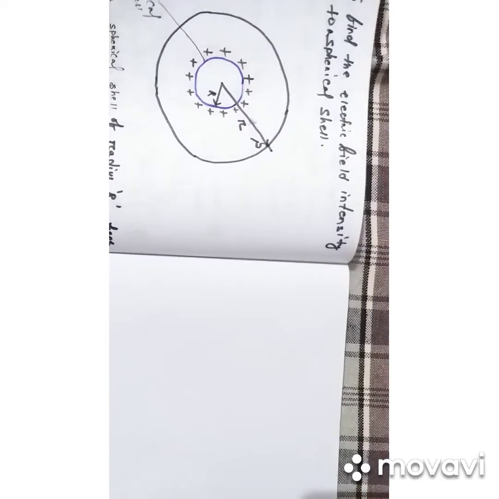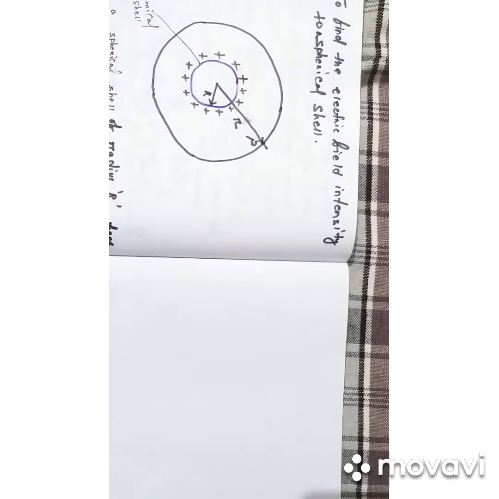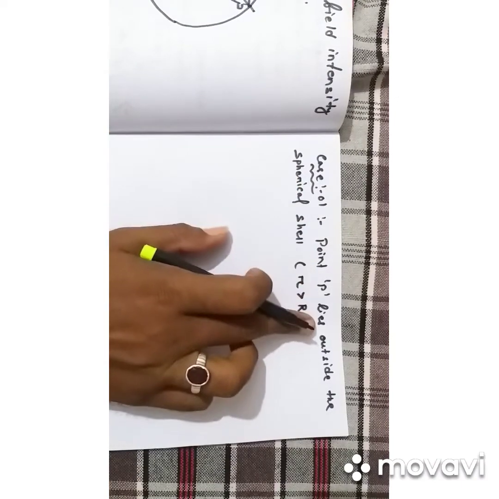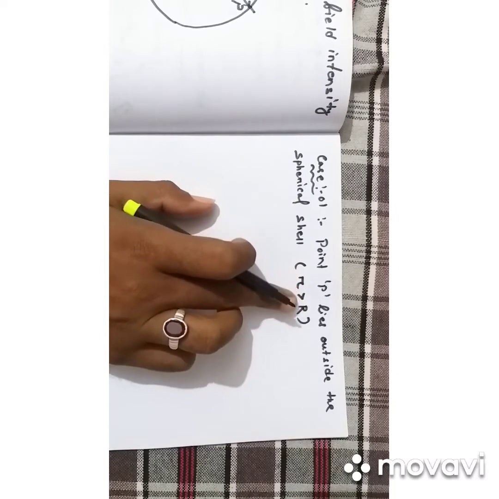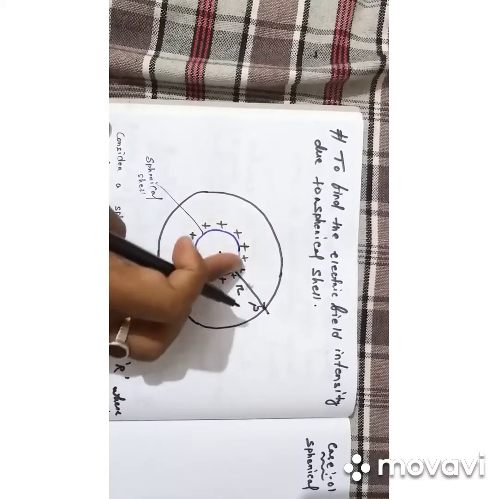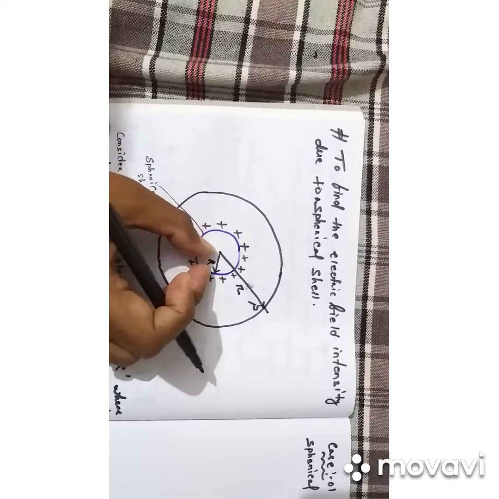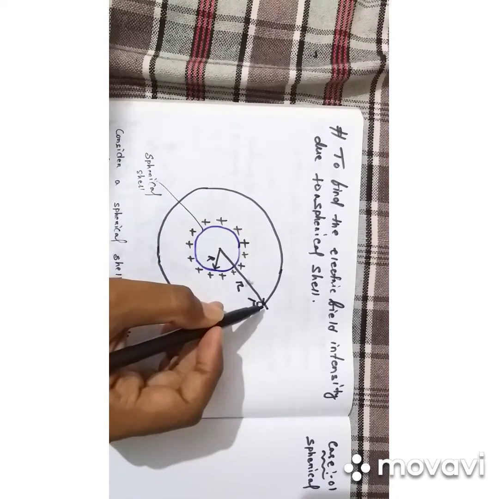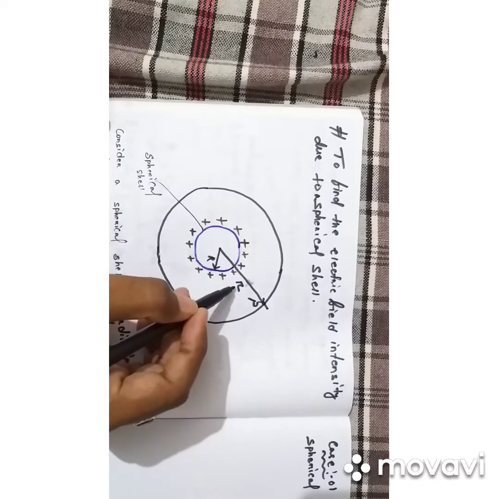Now I will discuss the first case. The point P lies outside the spherical shell. Case one: the point P lies outside the spherical shell, that is, small r is much greater than capital R. In that diagram, this is the spherical shell whose radius is capital R, and the point P is at a certain distance r from the center of the spherical shell.